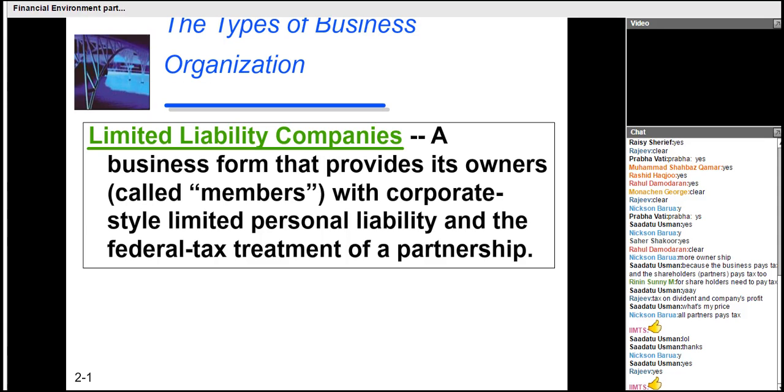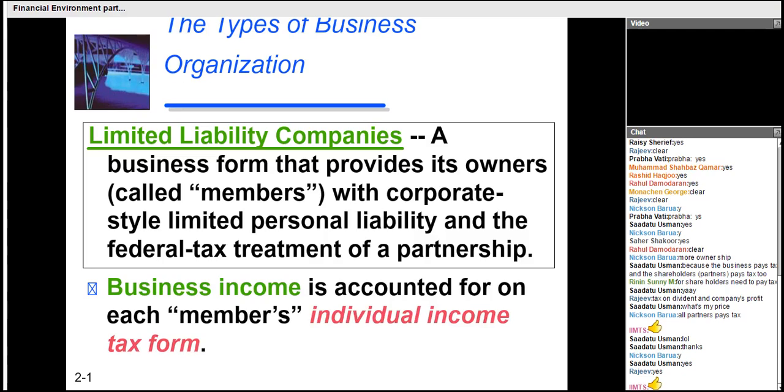Now we are going to study limited liability companies, LLCs. A business form that provides its owners, called members, with corporate-style limited personal liability and the federal tax treatment of a partnership. With corporate-style limited personal liability, as you have limited liability in the corporate style, so you have limited liability here as well. Federal tax treatment of a partnership.